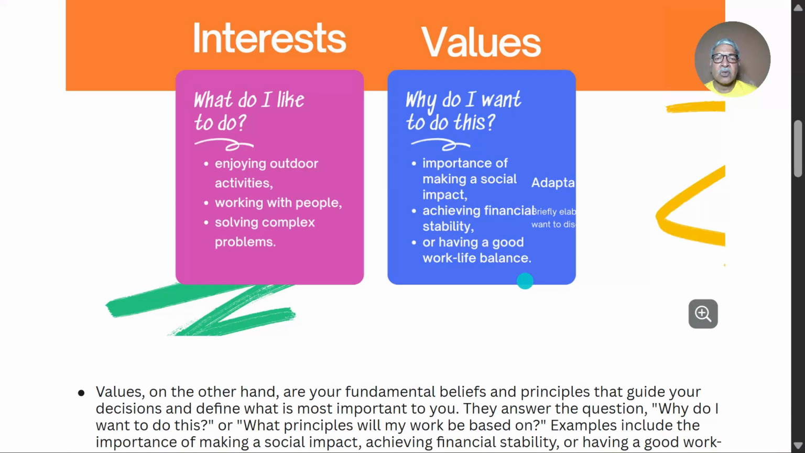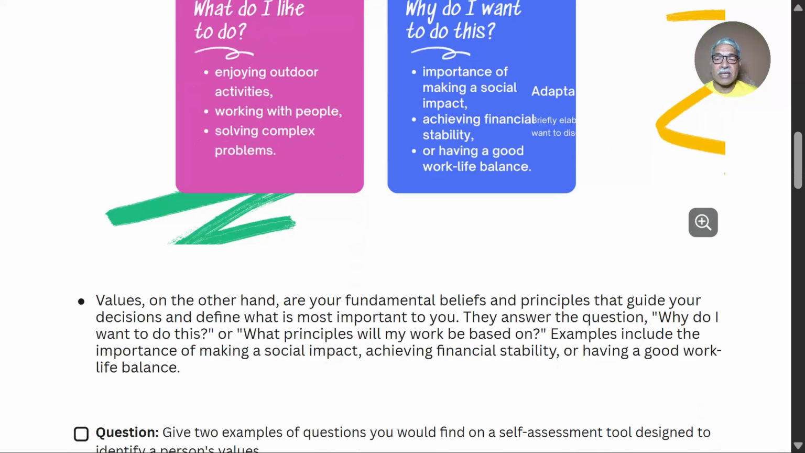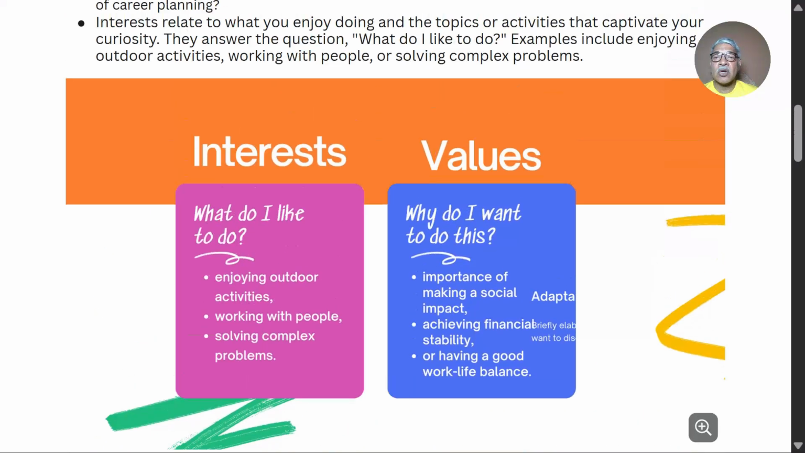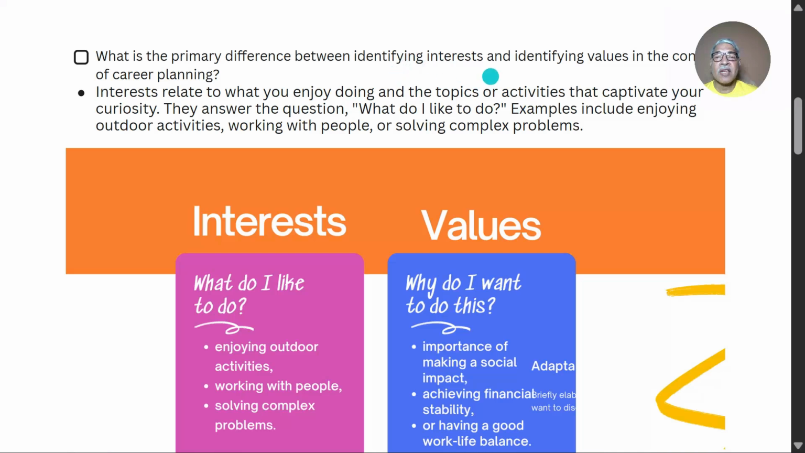And values means what do I want, or why do I want to do this? So, for example, you might want to do this so that you will be able to make a social impact, or you might be doing this so that you can achieve financial stability, or you might be doing this so that you can achieve a good work life balance. So, based on this, you can identify your interests or you can identify your values and plan your career properly.